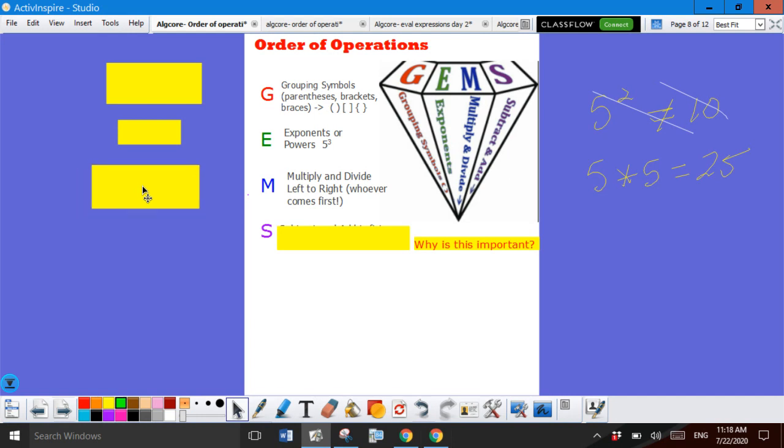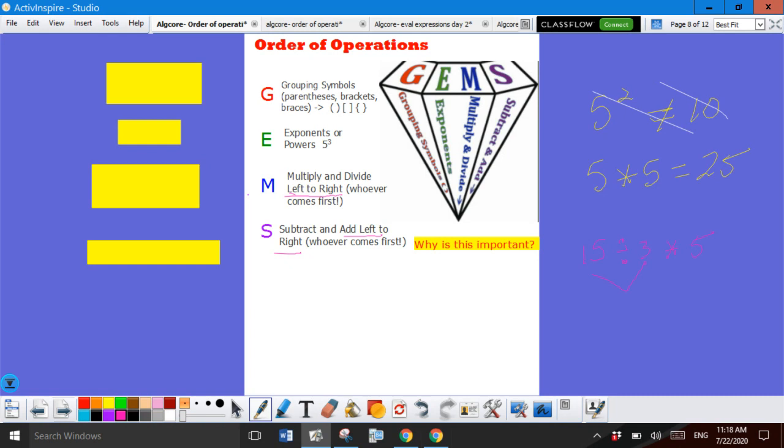Okay, then we have multiply or divide, and we're always going to multiply left to right. So whoever comes first in order gets to go first. So if I see 15 divided by 3 times 5, this happens first, okay, because it's the first thing that I see. And then last but not least, I have adding and subtracting. Okay, adding and subtracting. And it is also left to right.